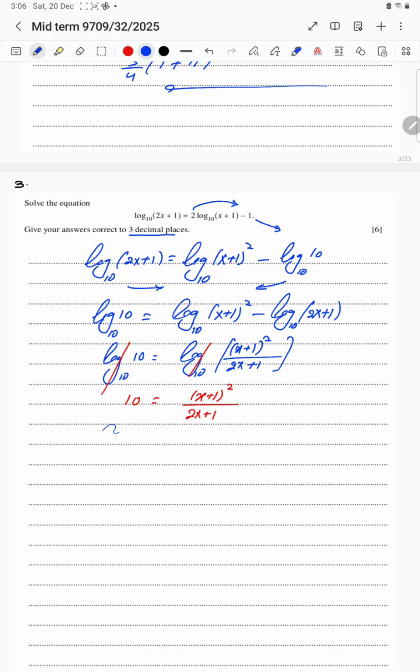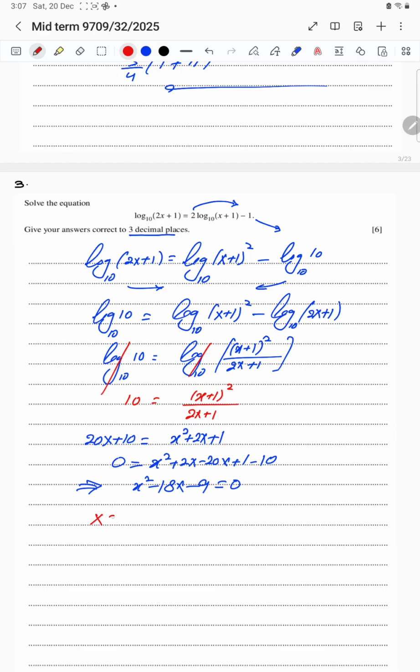So next do the cross multiplication. 20x plus 10, and the expansion of (x plus 1) squared is x squared plus 2x plus 1. So I can write x squared plus 2x minus 20x plus 1 minus 10 equal to 0. So this will mean x squared minus 18x minus 9 equal to 0. Now you can apply the quadratic formula or any method, but do mention it first.